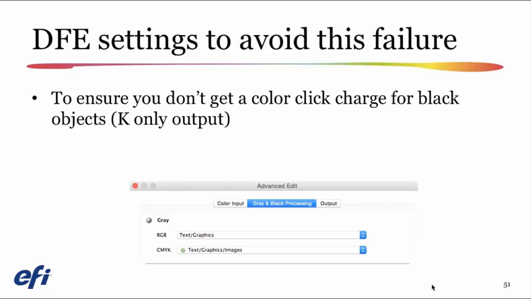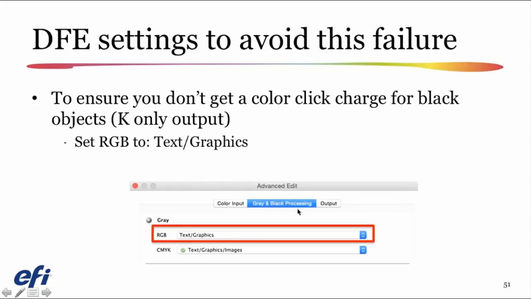So to solve these problems, the DFE gives controls under what we call gray and black processing in the advanced color management settings, and there's a simpler form of these available on the basic color management tab as well. If I turn on gray and black processing for RGB and CMYK inputs, I can control this. I can force these inputs to print as black only, meaning you pay for a black and white click rather than a color click on that page.